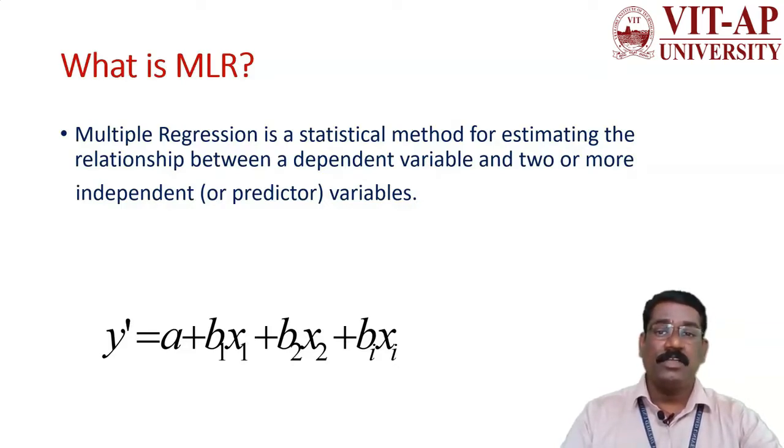Multiple regression analysis is a statistical method for estimating the relationship between a dependent variable and two or more independent variables. We have simple regression analysis and also multiple regression analysis. You can see the formula here. It is y is equal to a plus b1 x1 plus b2 x2. These are the coefficient values of each variable. Using these variables, we are trying to predict the predictor variable.